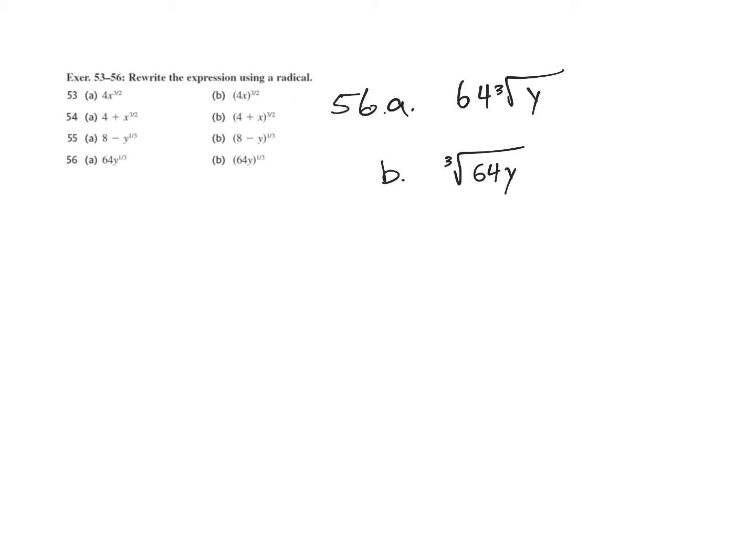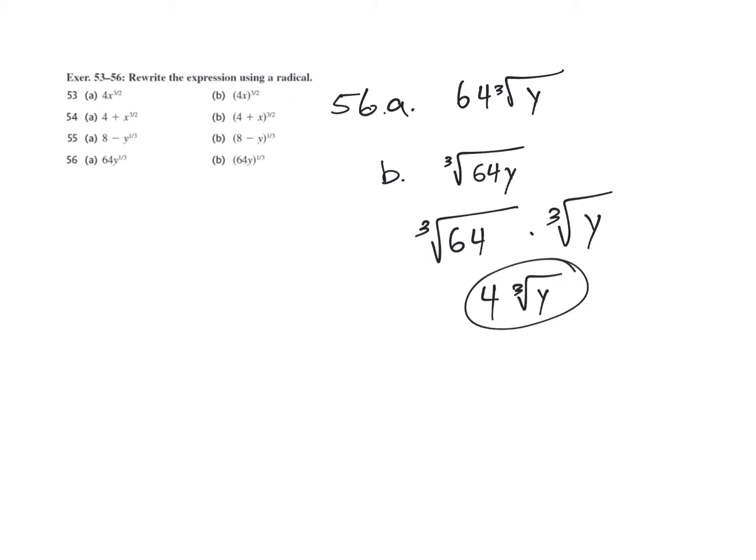The problem with this one is this is not finished, because if there's no plus or minus sign, you can take and split apart radicals and say that this is the cubed root of 64 times the cubed root of y. Well, the cubed root of 64 is 4. 4 times 4 is 16 times 4 is 64. And then you're left with the cubed root of y. So technically that is your answer. If you can simplify, you should always simplify. Alright, next page.